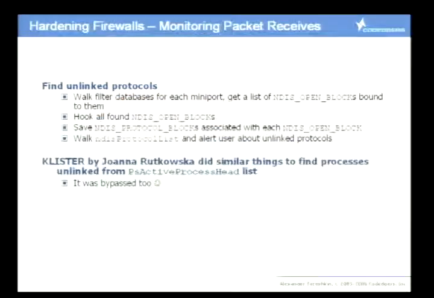What about monitoring packet receives? A firewall may find unlinked protocols by walking the X filter list in the NDIS miniport block. And this is actually how the NDIS packet indication code addresses registered protocols. And it's not using the NDIS protocol list, actually.